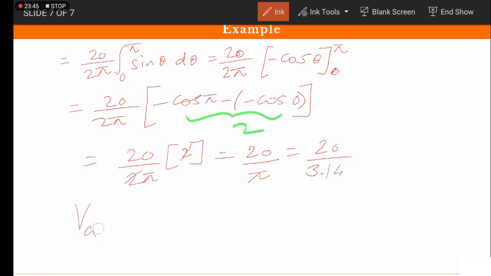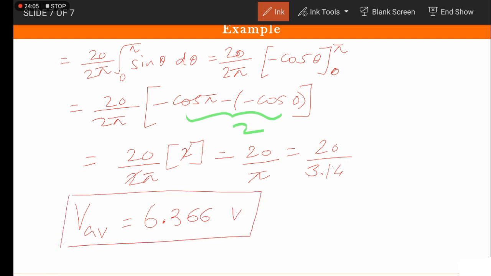So what is the average value of this half sine wave, a new type of sine wave? The average value for that particular signal comes out to be 20 upon 3.14, which is 6.366 volts. So this is the answer.